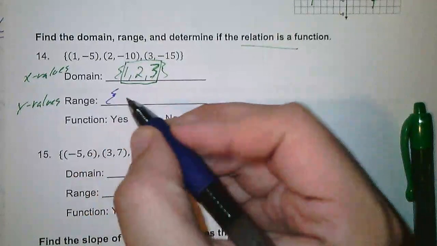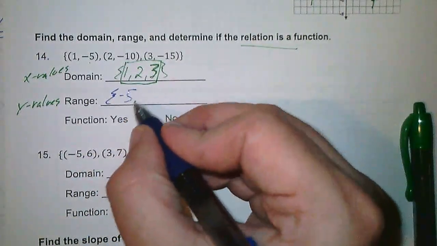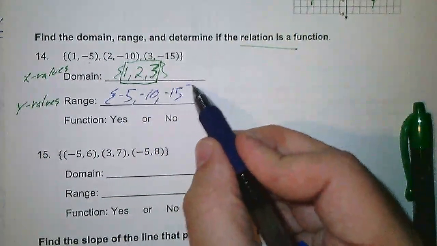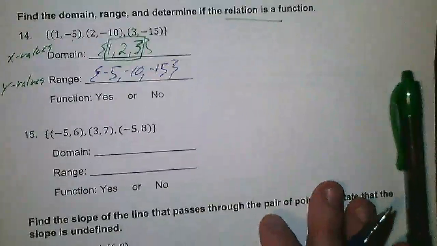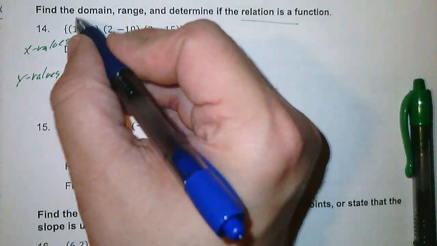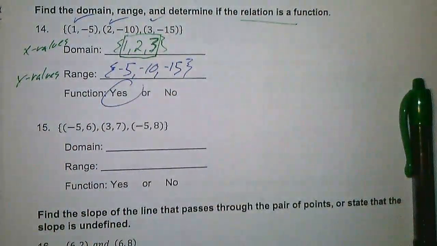Our range, we have our values, -5, -10, -15. We don't have to put these in order. We just have to list each element once. And the x values do not repeat. So yes, it is a function.